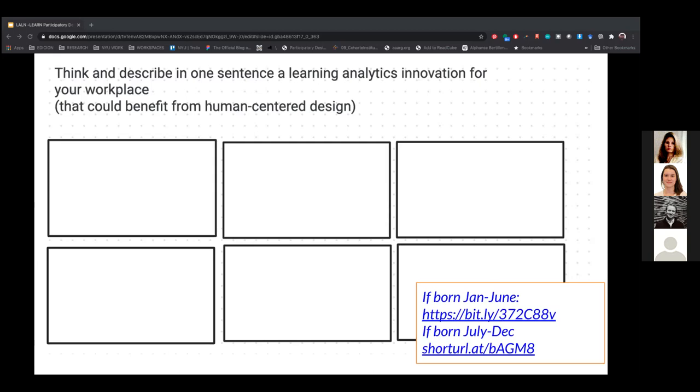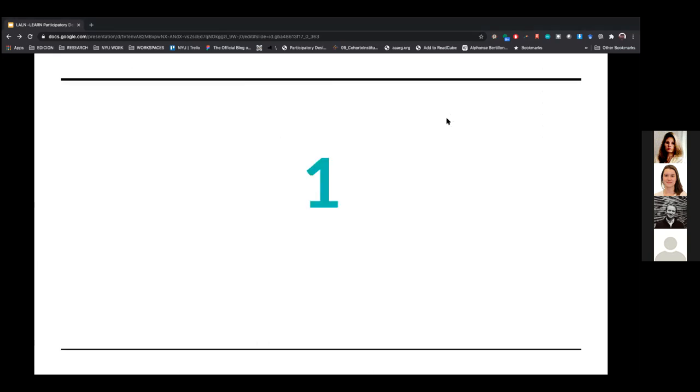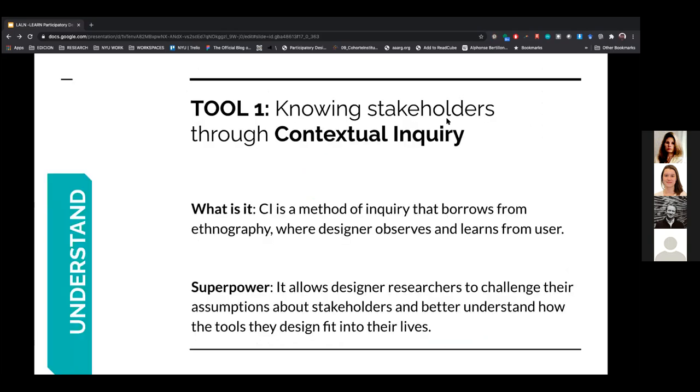Okay, because we have limited time, I'm just going to move on. Feel free to continue writing as I go. So now we're going to go into these six participatory design or human-centered design tools. The first one is one that is familiar maybe to many of you.